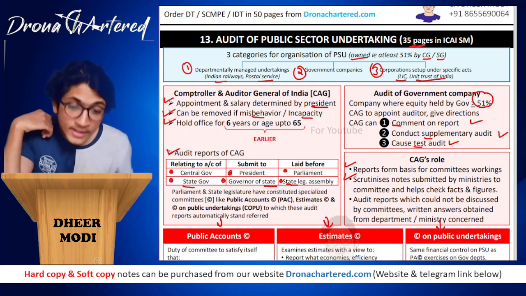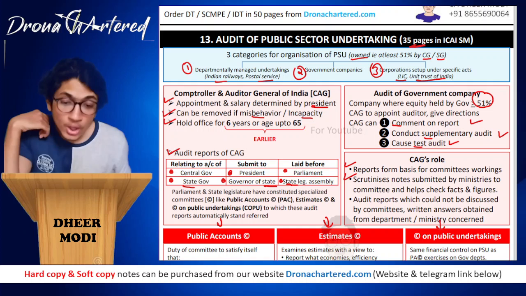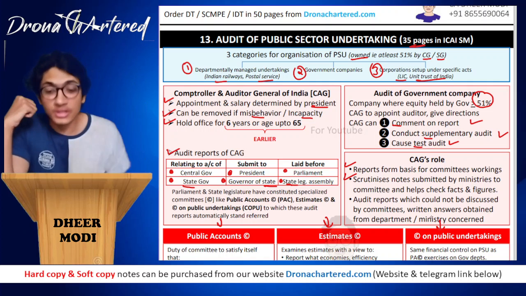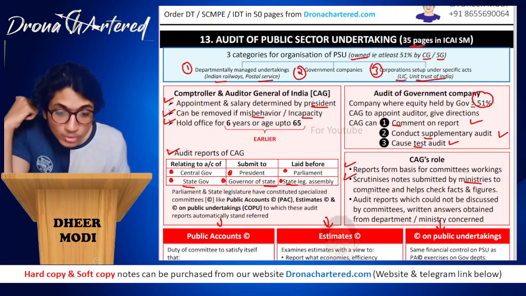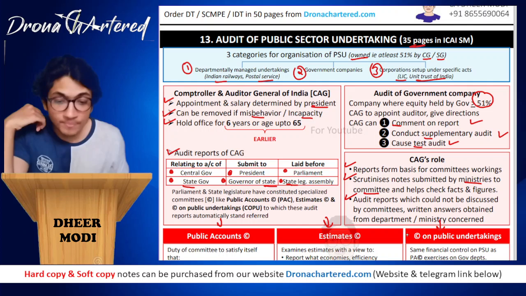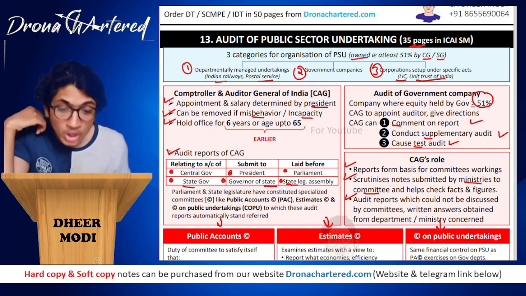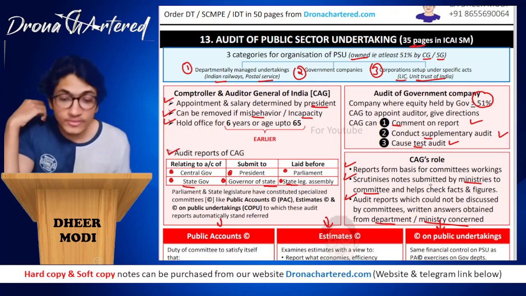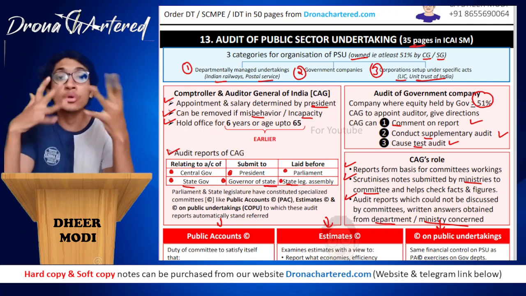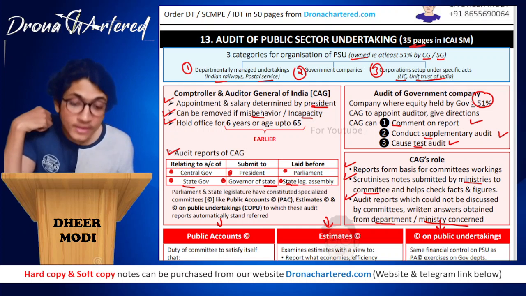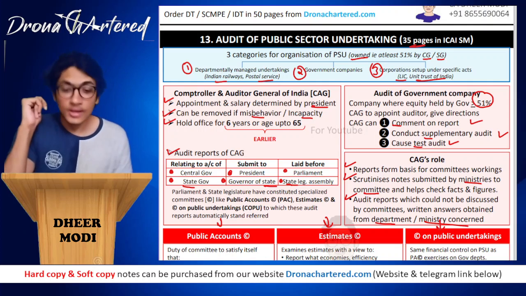Next, he scrutinizes notes submitted by ministries to the committee and helps check facts and figures. So any information that is flowing from the ministries to the committee, he will fact check the figures and information. Next, audit reports which could not be discussed by committees: written answers are obtained from the department or ministry concerned. These are reports which the committees were not able to address, either due to a lot of audit reports or they felt it was not important. In such a case, he will obtain written answers from the department or the ministry concerned.